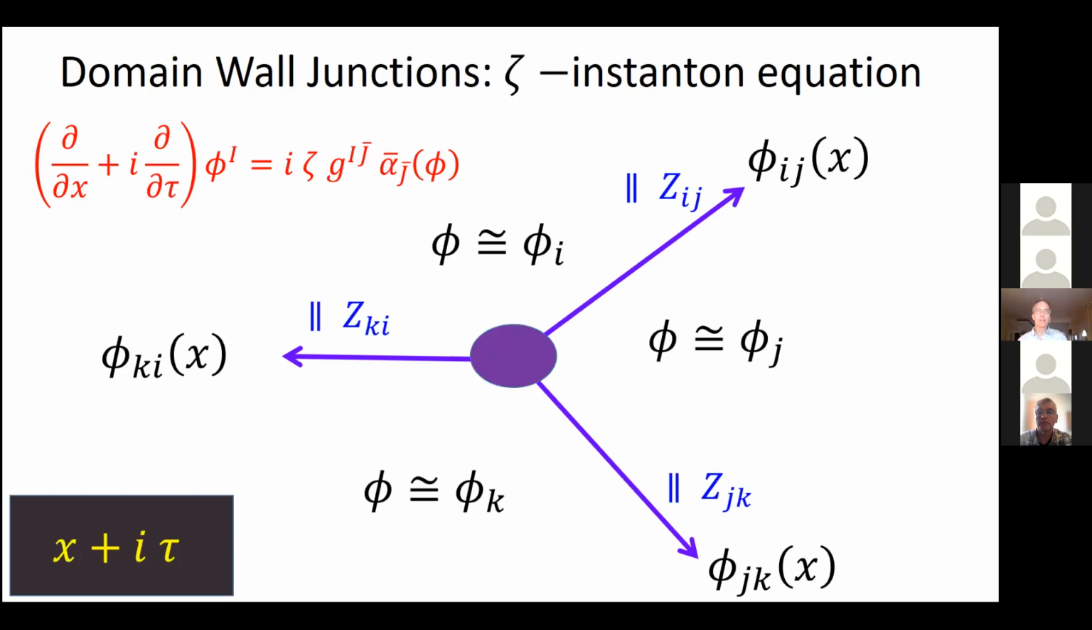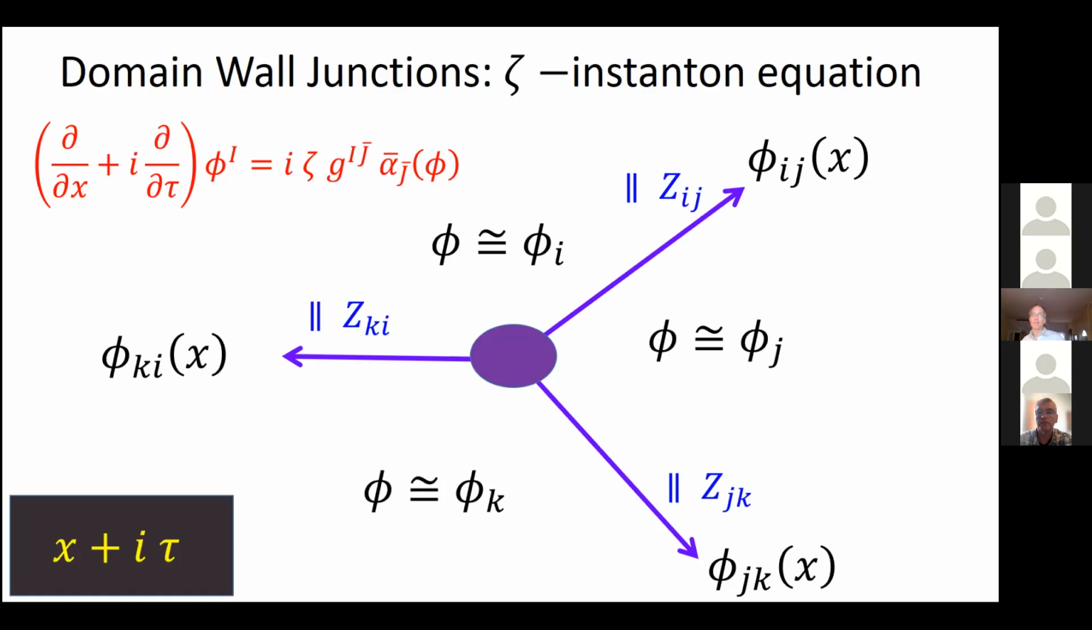So we have angular sectors in which phi at infinity goes to one of the vacua, say phi I, phi j, and phi k in this picture, in three angular sectors. And the boundaries between the angular sectors are given by rays which are parallel to the central charge Zij. And as phi evolves across this ray, the behavior of phi is governed by a phi ij type soliton.